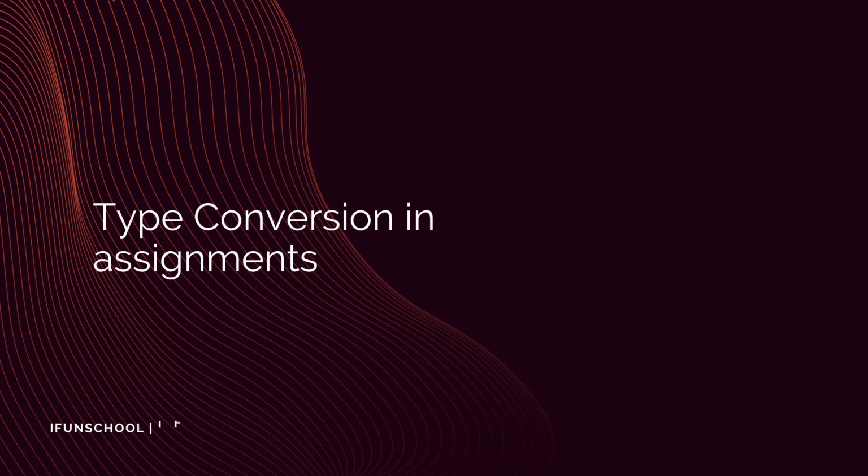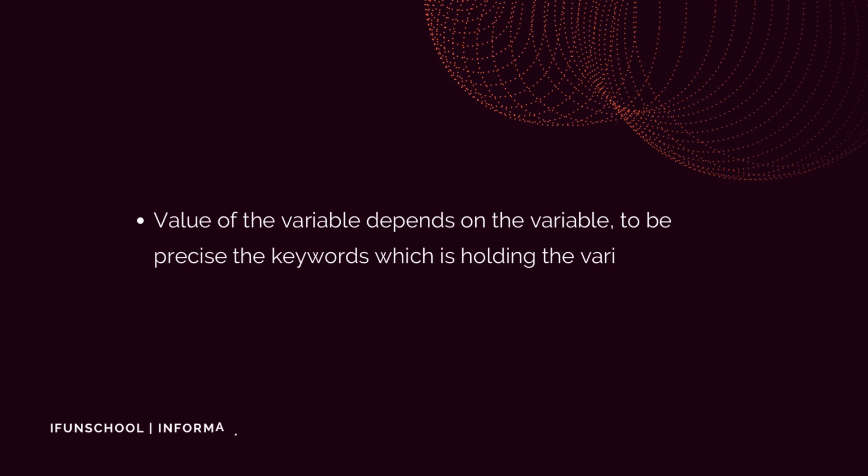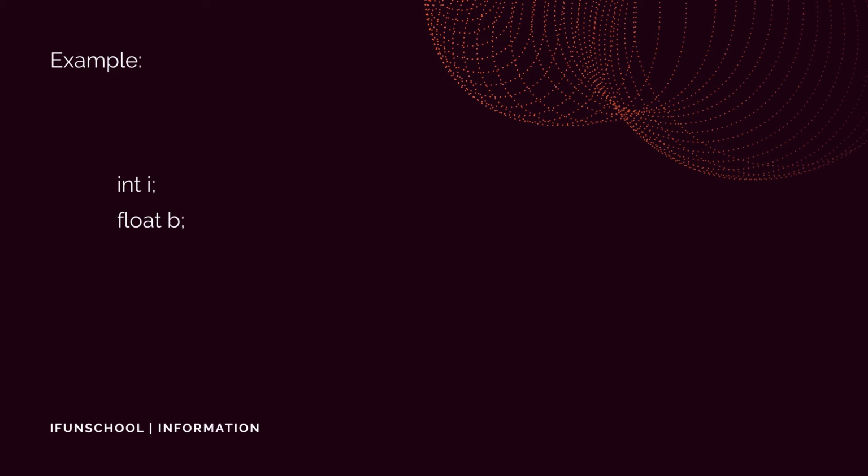Another topic is type conversion in assignments. The value of the variable depends on the data type which is holding the variable. Let's see an example. Here I have declared two variables with int and float data types and initialized them with two values. For example, A variable is initialized with 3.5 and B variable is initialized with 30, but the data types convert them into 3 and 30.0, because int data type holds only integers and not real values; in the same way, float data type holds real values, not integer values.